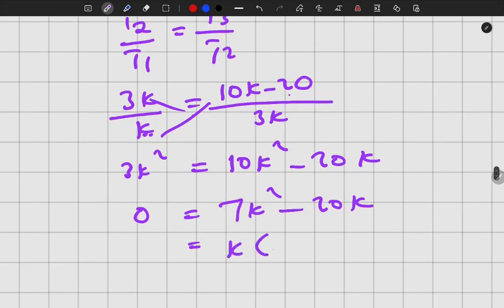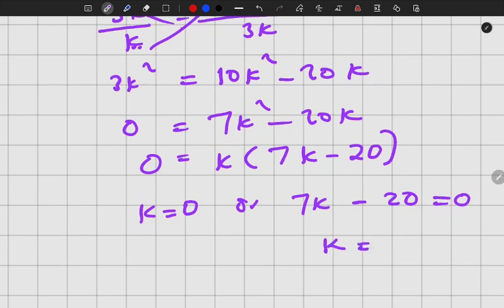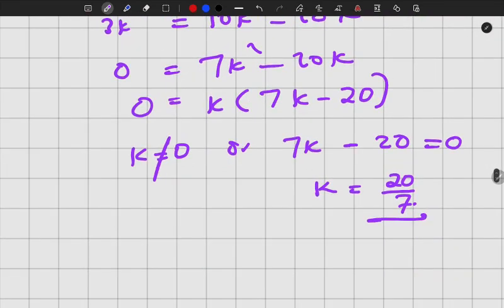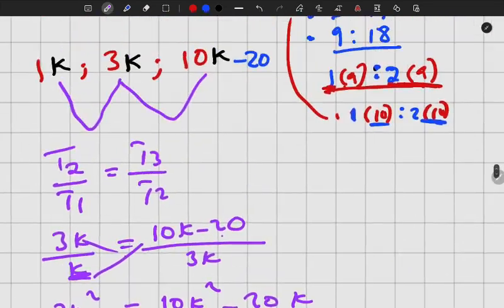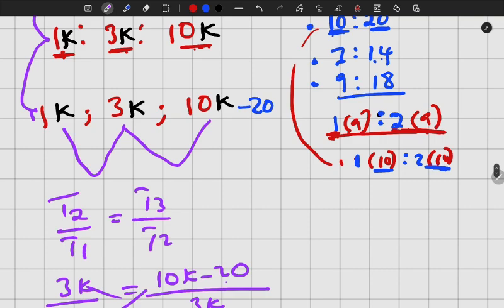Take out the common factor of k, you're left with k times 7k minus 20. So we get k is equal to 0, or 7k minus 20 is equal to 0. Then if you solve this, you'll get that k is equal to 20 over 7. But k cannot be equal to 0, because if k is 0, we're going to have undefined here. Therefore, our k is 20 over 7. Maybe the tricky part was just to move from that to that to that. Once we are here, it's the normal way we work with geometric sequences.